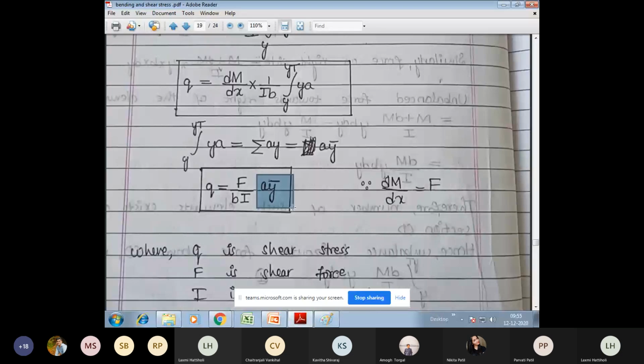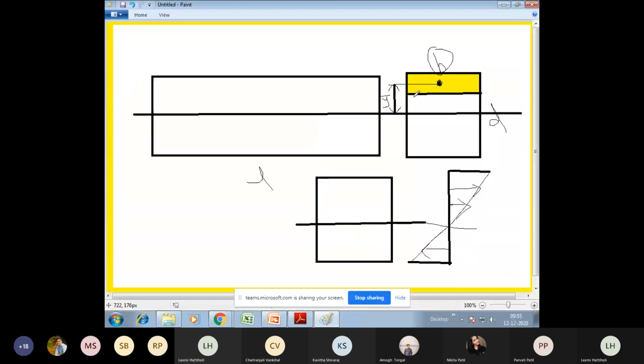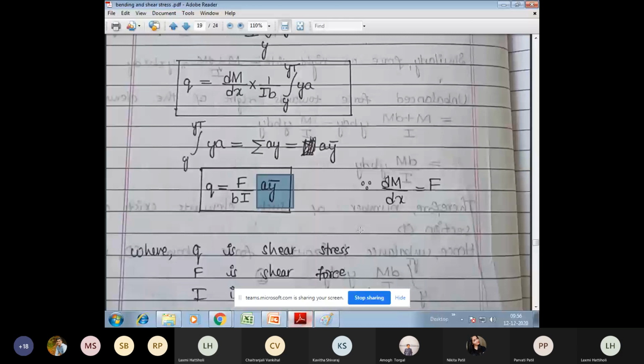What is A, small a? It is the area. Which area I asked you to consider? You should consider the top area of your considered fiber, right? So suppose if this is my CD, this area has to be considered now. This entire area should be considered. Yellow portion area should be considered. Now tell me, this top area should be considered means, can you tell me when this Q will be maximum?